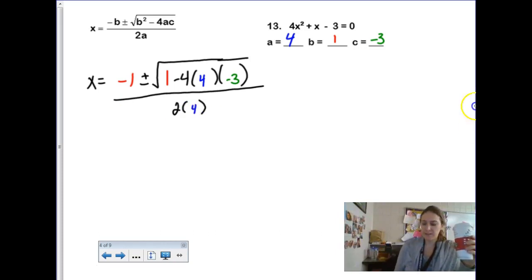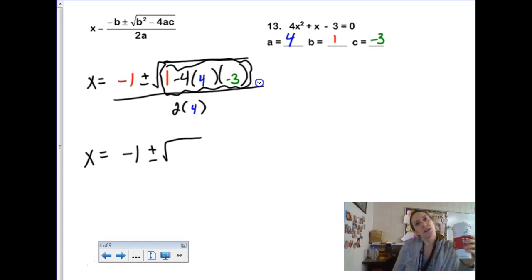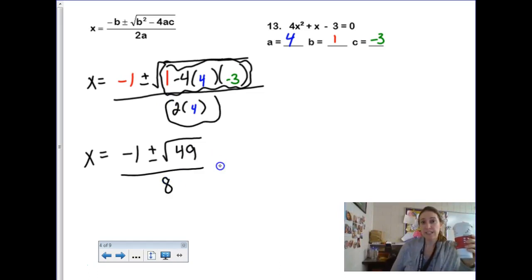So we're going to simplify this in stages, starting with the discriminant. So leaving the negative 1 plus and minus and leaving the square root symbol, you would simplify this guy right here. So let's see, 16, 48, 49 I think. So it's the square root of 49. I know it's going to reduce, we're just not there yet. And then the other thing I want you to simplify is the denominator, let's call it an 8.